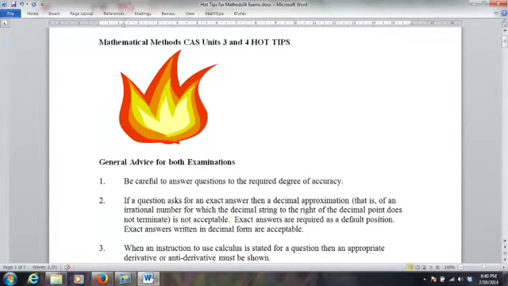Alright guys, these are the definitive hot tips for Mathematical Methods CAS Units 3 and 4. So listen up and let's go with this. General advice for both examinations.